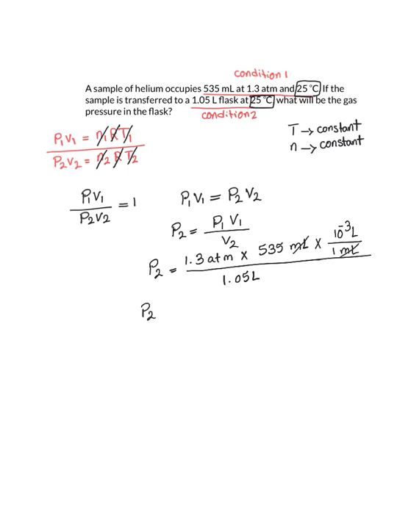Solving the math will give me 0.66 atmosphere. So this is the pressure for condition 2. Now, what else can we do with the ideal gas law? The answer is stated in the title. We can calculate density and molar mass.